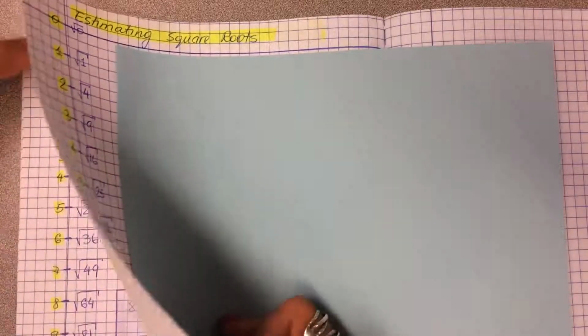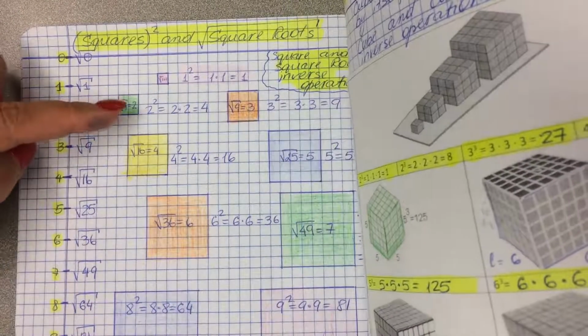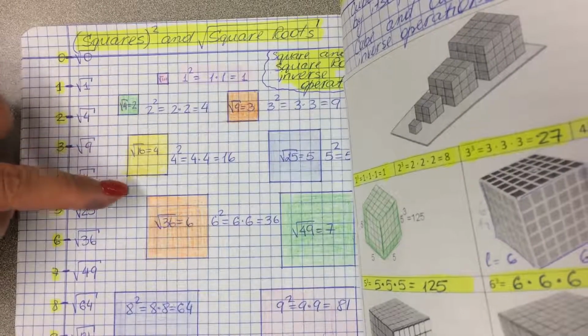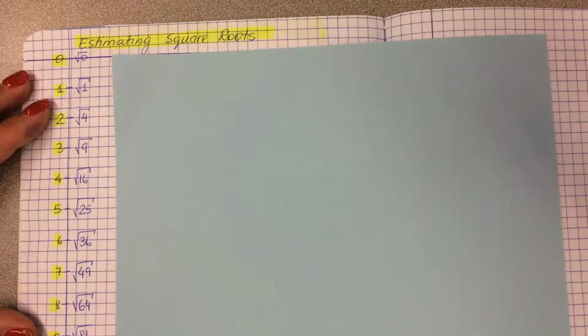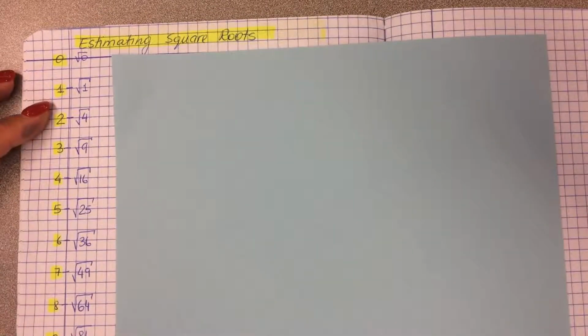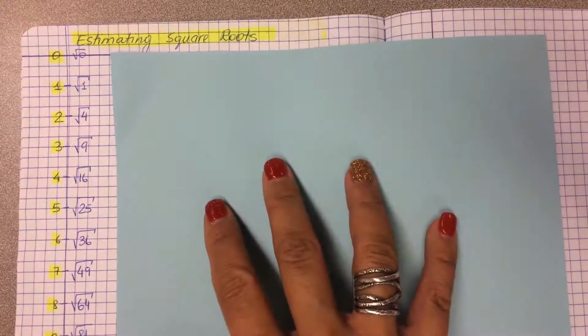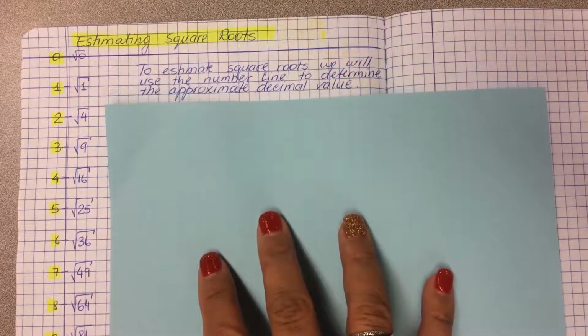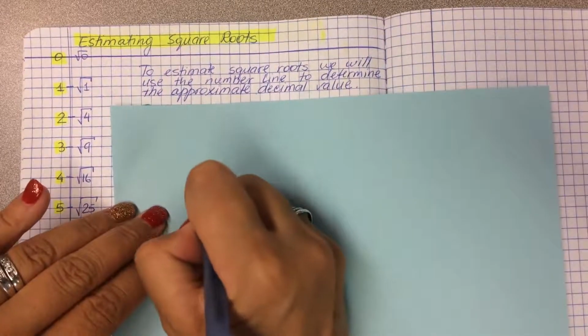We have that same exact number line from the previous lesson when we discovered how the square and the square root work, and we're going to use the same number line for estimating. Draw the number line first. Then, to estimate square roots that are not perfect squares, for example, square root of 12.